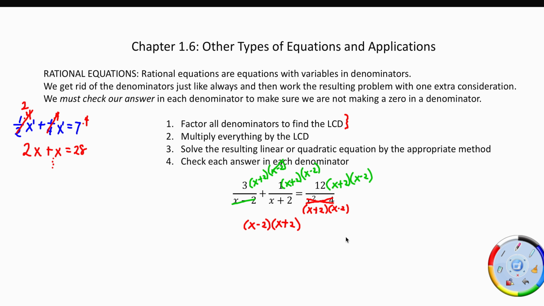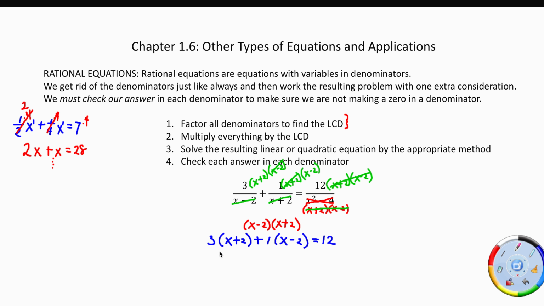So the first term becomes simply 3 times x plus 2. And then plus the next term, I can divide out the x plus 2's, so it's just 1 times x minus 2. And on that last term, the entire x plus 2, x minus 2 can divide out, which will just leave the 12. So now here's the equation I need to solve, and it doesn't have any fractions in it.